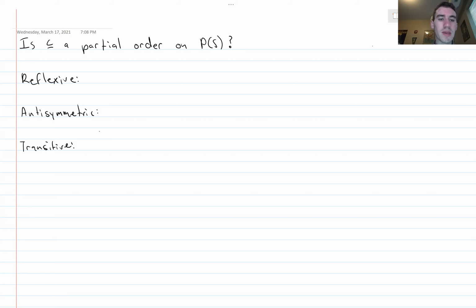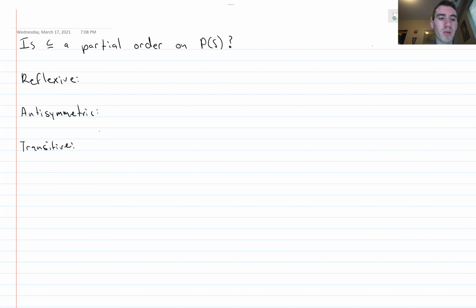For this video, we're going to be looking at partial orders. We have this relation, which is just the subset, and we want to see if this subset relation is a partial order on the power set of some set S. To figure that out, we're going to look at our definition of a partial order. A partial order is just a relation that's reflexive, antisymmetric, and transitive. So let's look at each of those.